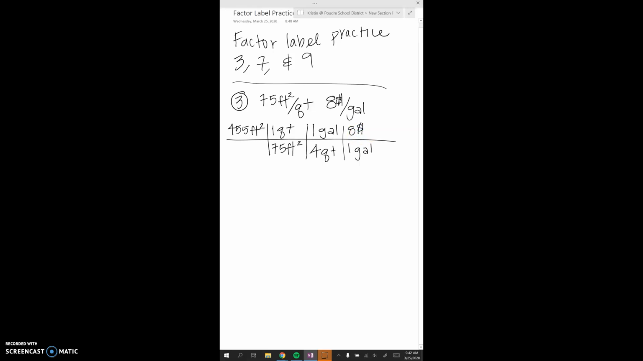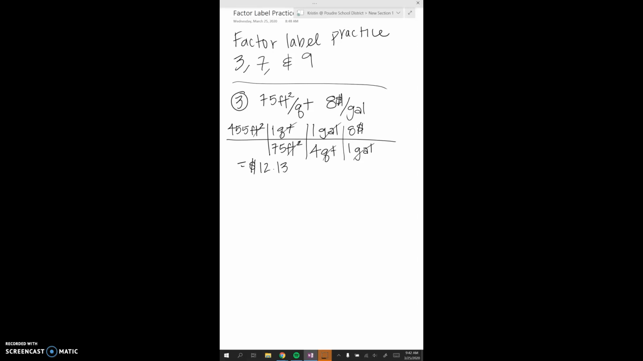$8. So now my square feet cancel, quarts cancel, gallons cancel. I'm left with dollars. It was asking me for the cost in dollars, so that seems pretty good. I multiply all that out. I get $12.13. And that matches the solution provided by the worksheet. So that seems like a good thing.